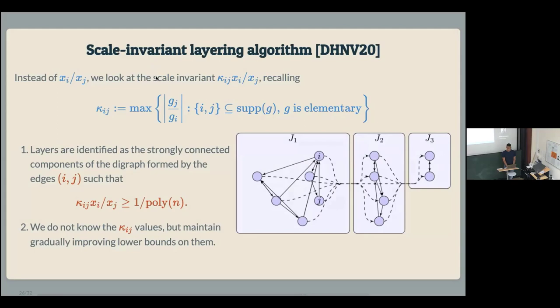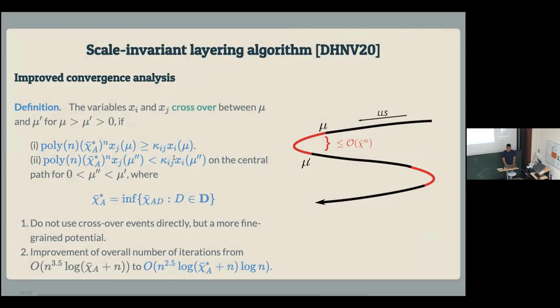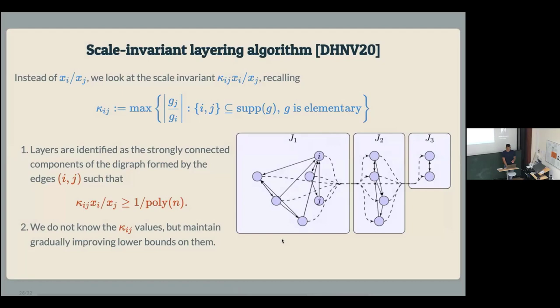which then gives us, let me just quickly jump to this slide, an overall iteration complexity of n to the 2.5 times log of our condition number many iterations. Now, how do you deduce such a thing? Okay, let me go to this slide here.